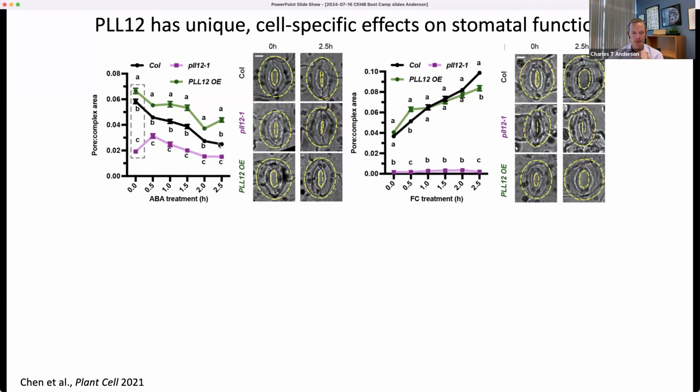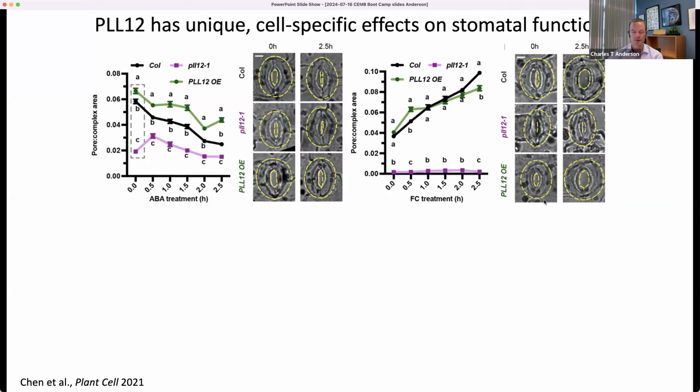So we see this reduction in the pore, and you can see that outlined between 0 and 2.5 hours of ABA treatment here. The knockout lines actually start out pretty closed. They open a little bit in response to ABA, which is weird, and then they go back to being pretty much closed. Whereas in the overexpression line, the stomatal pores tend to be a little bit larger as a proportion of the total complex, and they don't close as efficiently as wild type.